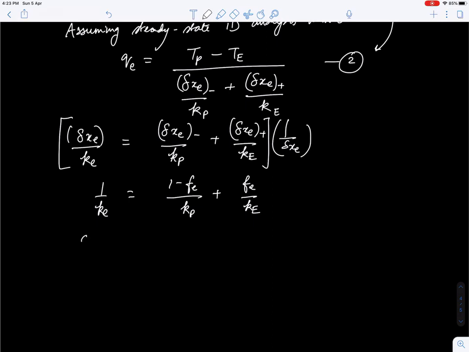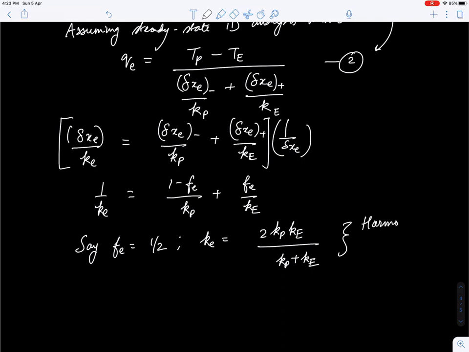Further, let's say Fe was half or 0.5, then Ke would become 2 times Kp Ke by Kp plus Ke, which is essentially the harmonic mean of Kp and Ke.